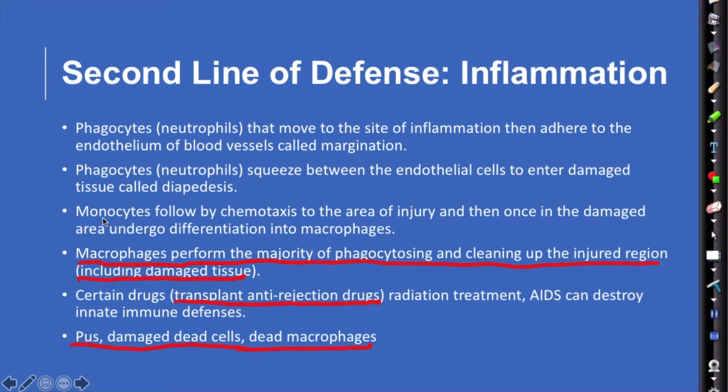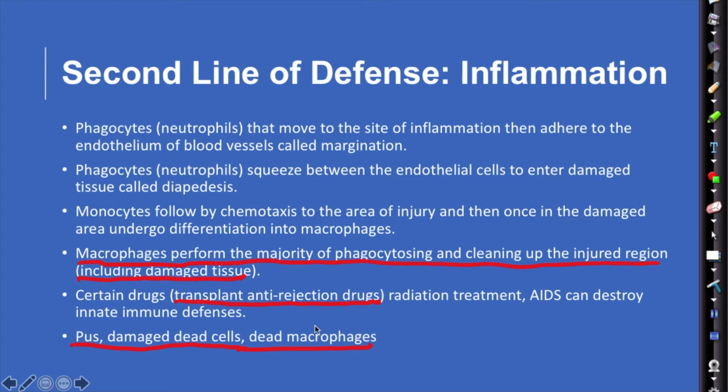And so when you have monocytes that go by chemotaxis to the area of injury, and they then will also squeeze through those blood vessels, they perform the majority of the phagocytosis. So if we talk about transplant anti-rejection drugs, these can destroy these innate immune defenses because we don't want them to attack that foreign tissue.